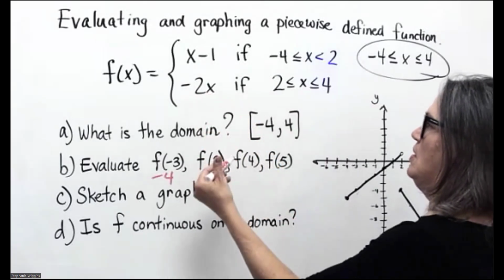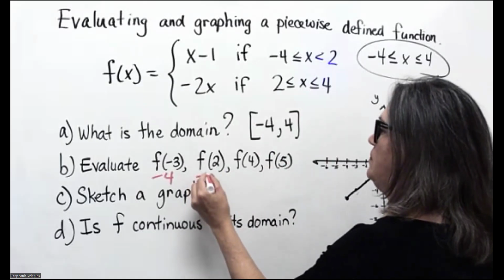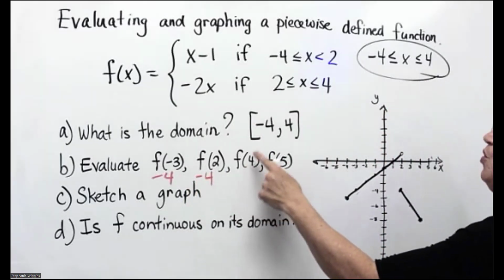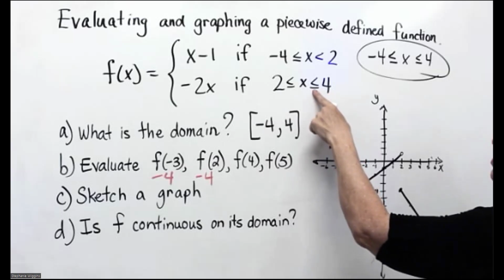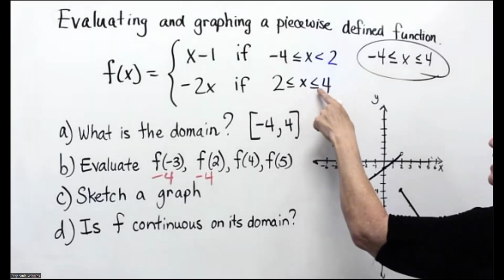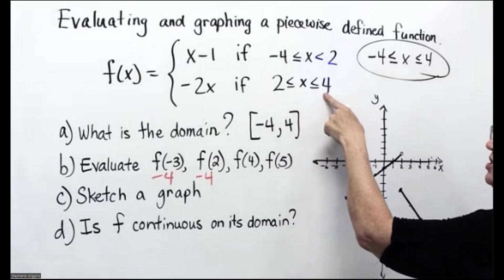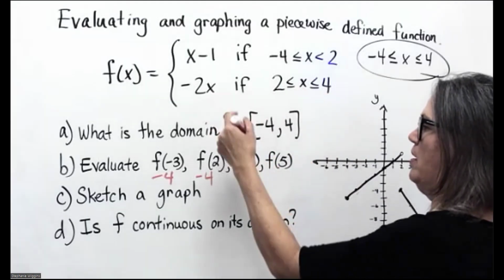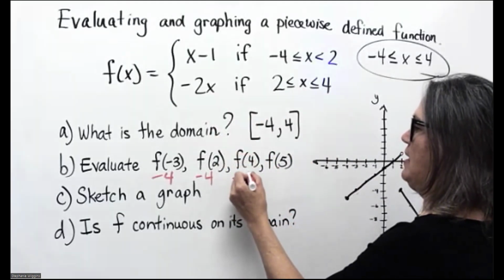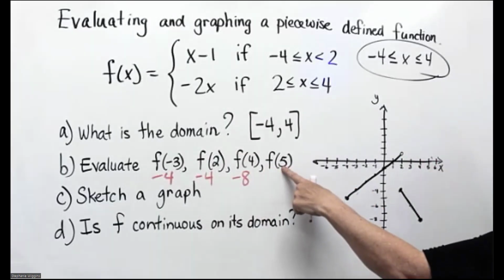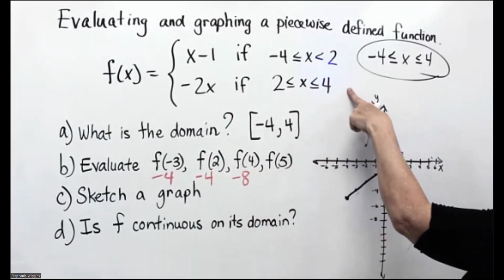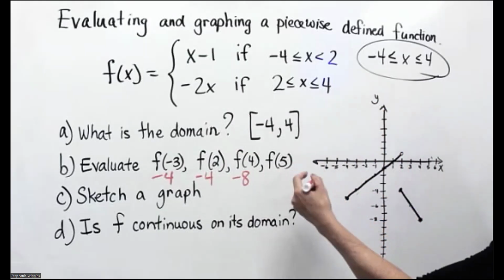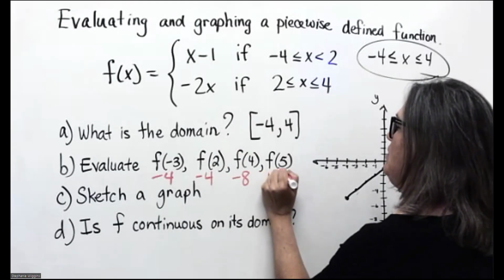-2 times 2 is -4. Now plugging in 4, here f of 4, we see that x is less than or equal to 4. So this is the piece of the domain that I'm picking. I plug in 4 and I get -2 times 4 is -8. And now f of 5. Notice that 5 is outside of the domain. So I cannot evaluate the function for f of 5. So it's undefined.